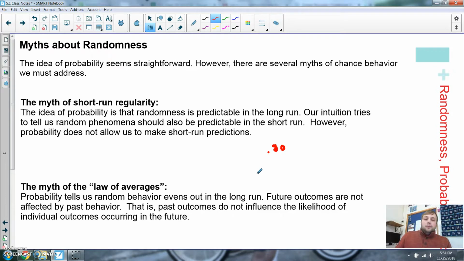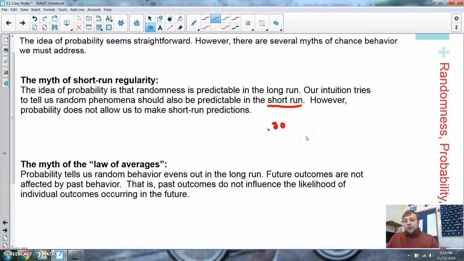Well, remember, over the short run, probability can go everywhere, right? If he shoots 1,000 free throws, he should get around 800. But if he's doing 10, he could miss all 10, and then come back and nail the next 100 in a row. So short run regularity, that's a myth.